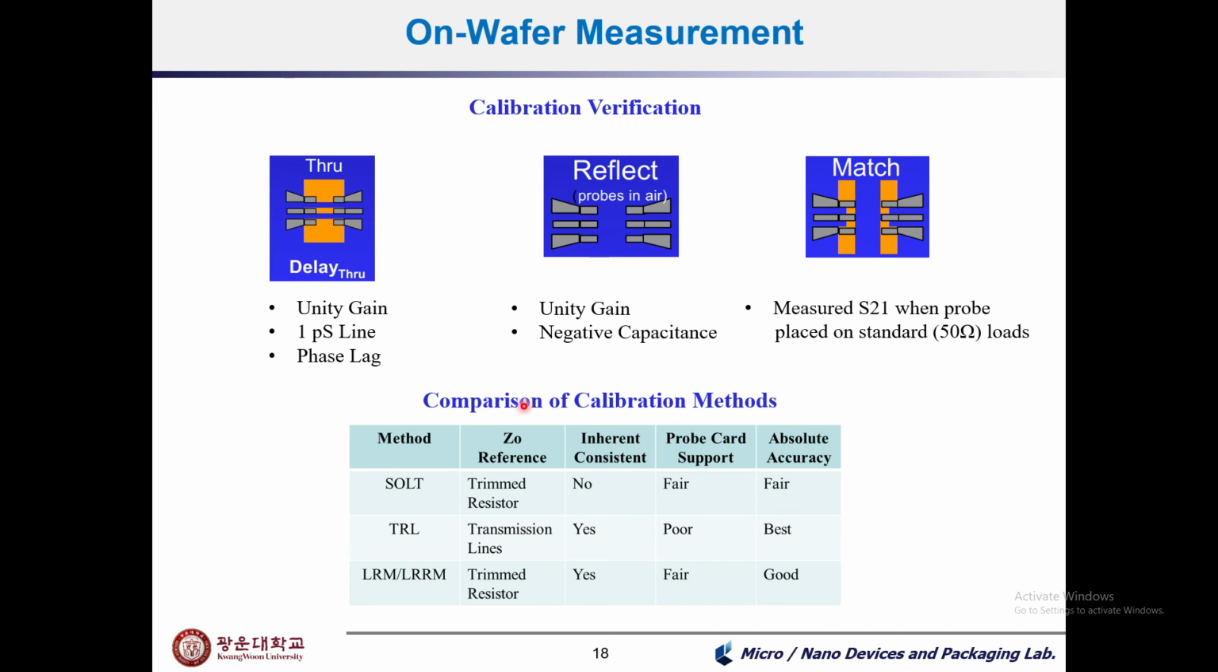So this is the final comparison between the calibration methods, the SOLT, TRL, and LRRM methods. In the case of SOLT and LRM, in both cases the Z0 is referenced by the trim resistor, whereas in TRL the Z0 is referenced to the transmission line. The probe card support is not possible in case of the TRL, and in terms of the accuracy, the TRL method is the best method.